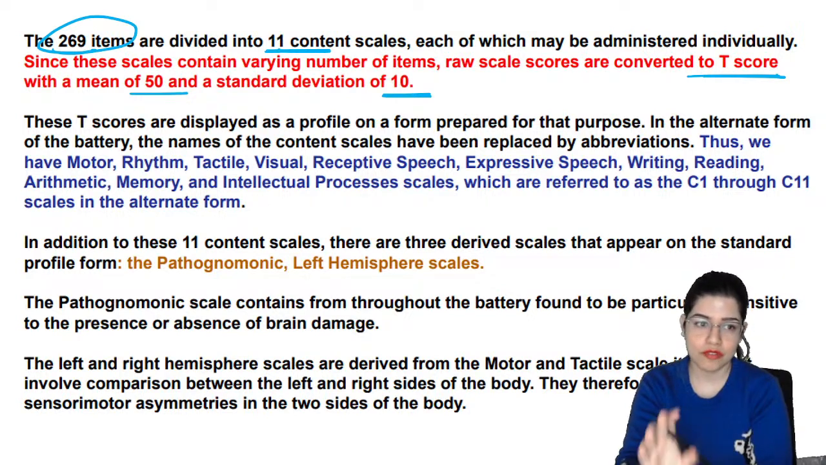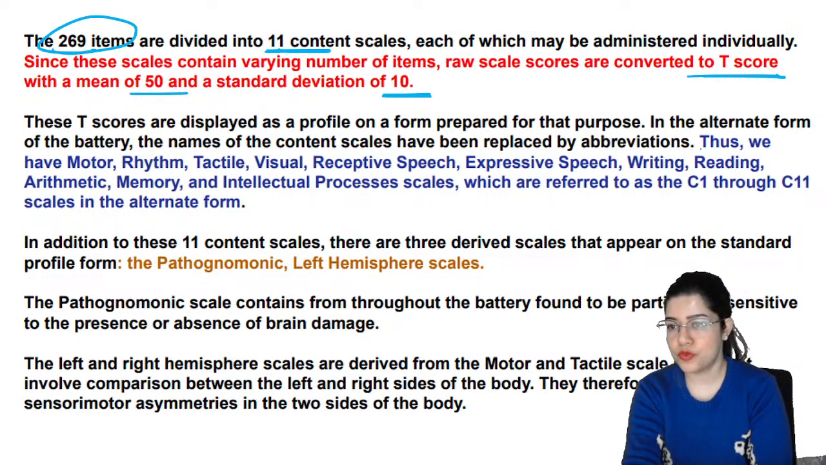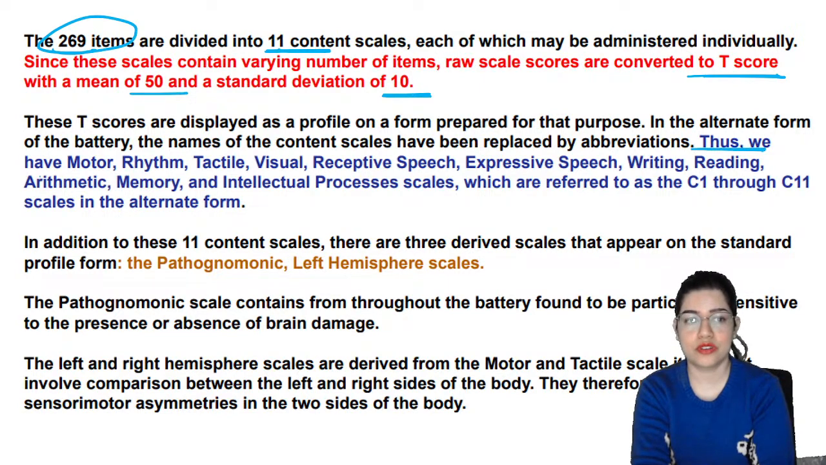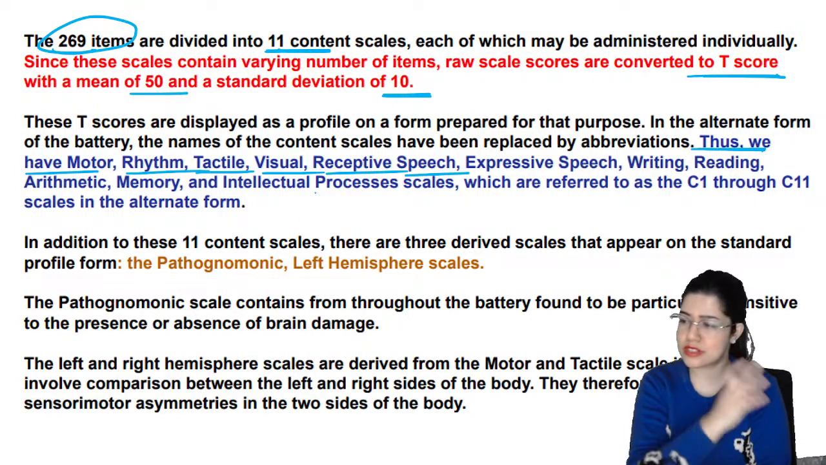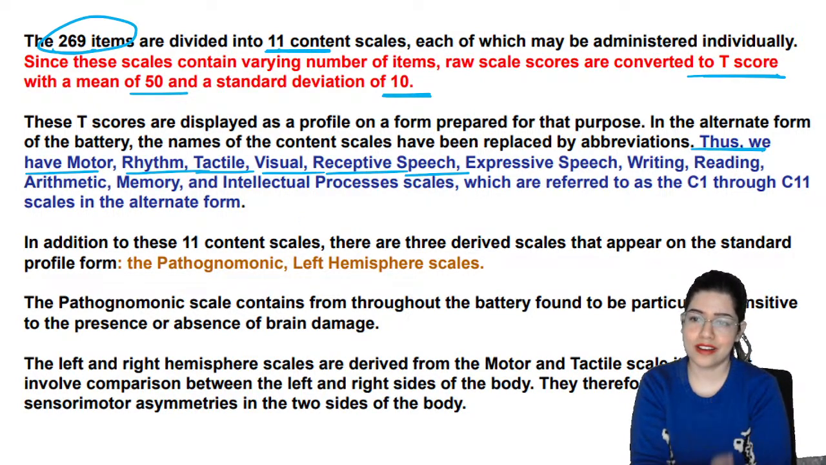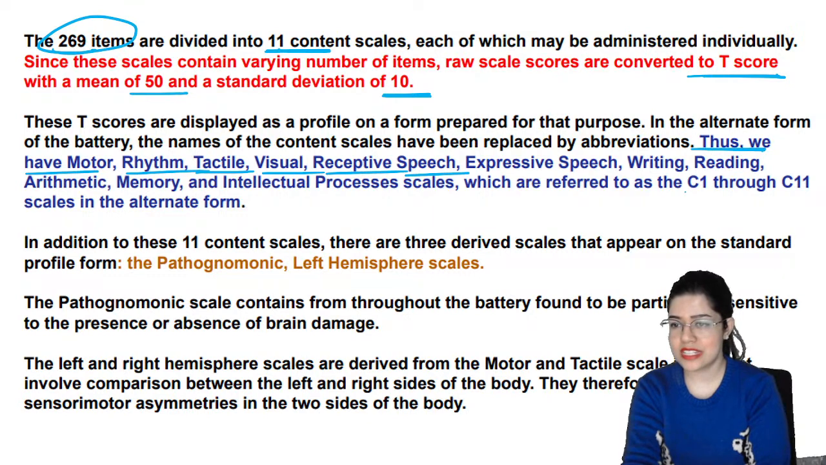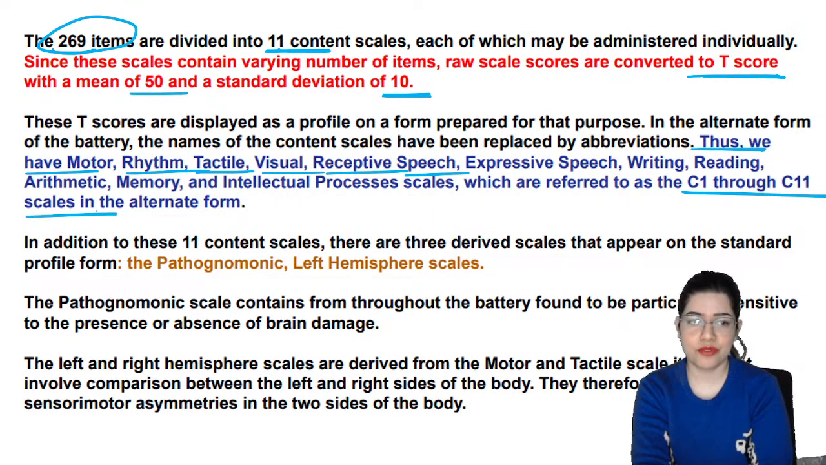All right, although you will need to remember what all is measured here. Rhythm, tactile, visual, receptive, expressive speech, writing, reading, arithmetic, memory, intellectual processes, just like we saw earlier as well. Okay? Content scales are 11, and therefore all of these 11 aspects are measured.